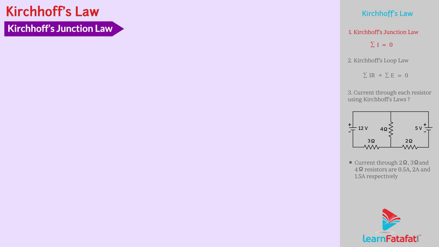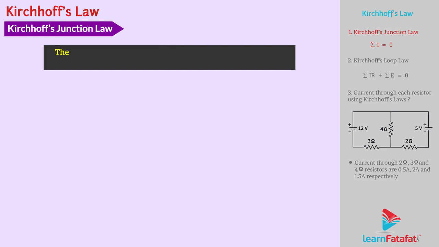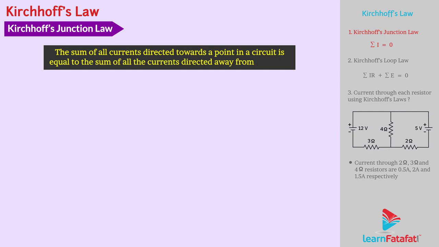Kirchhoff's junction law. Kirchhoff's junction law states that the sum of all currents directed towards a point in a circuit is equal to the sum of all the currents directed away from the point. That is, summation I equals 0.